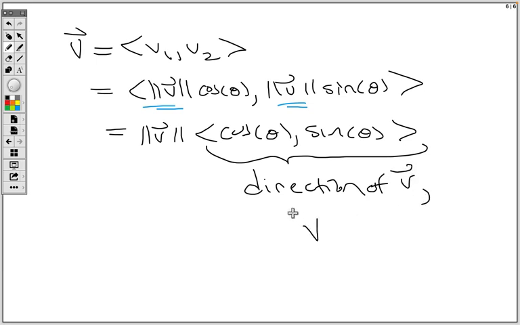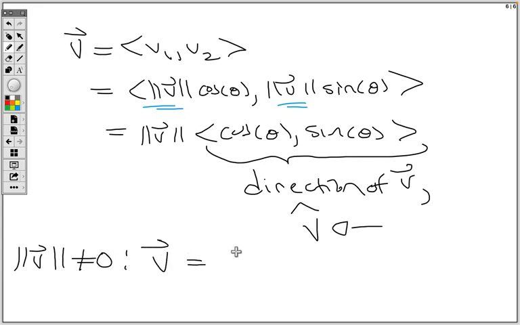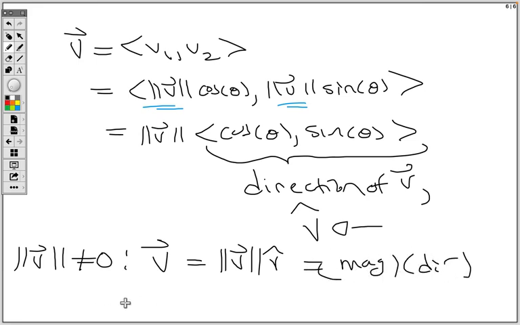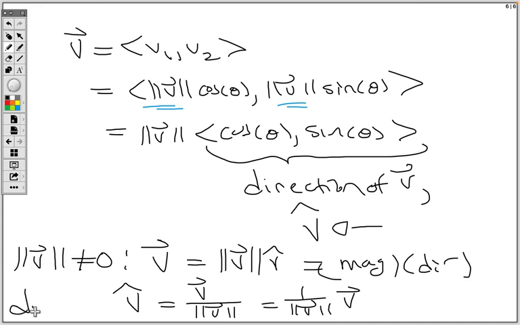And we're going to call that v with a hat over it. So we'll talk more about this hat. This little symbol here I call v hat. As long as the length of v isn't 0, I can divide. I'll write it this way first: this is magnitude times direction. And then we can recover the direction by taking v divided by the magnitude, meaning 1 over the length, times the vector v. So this is how we can get to the direction.